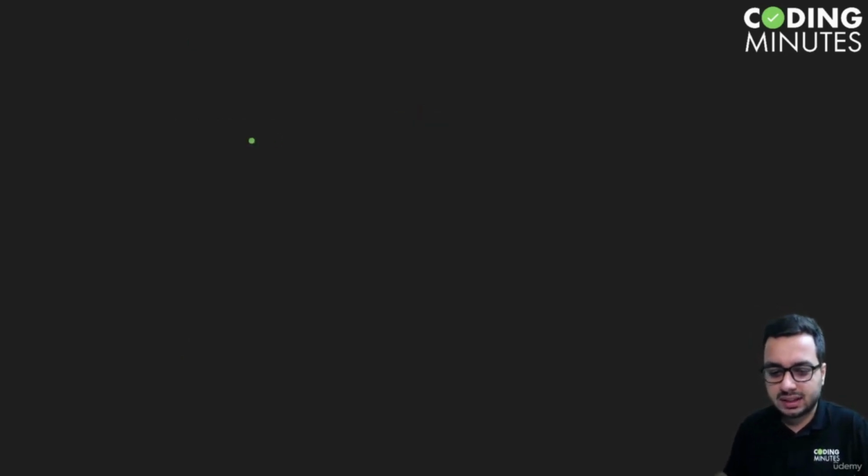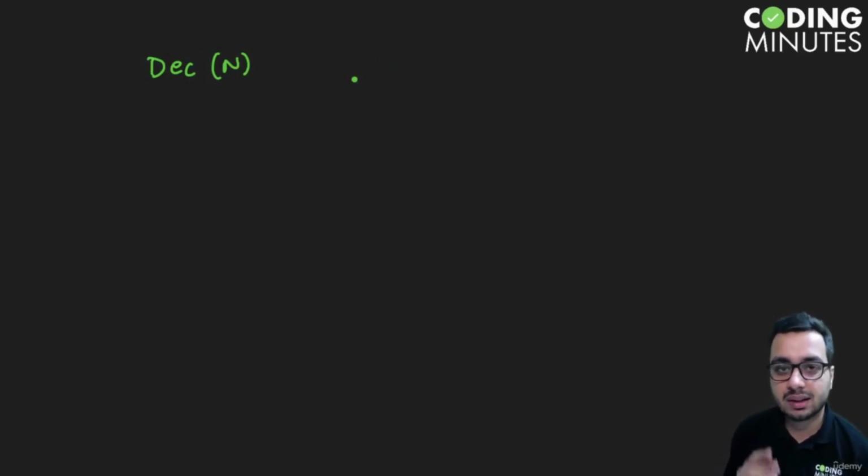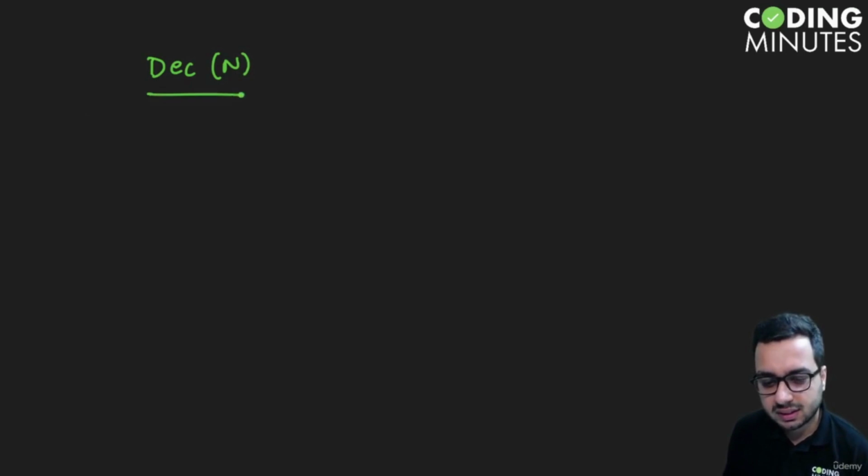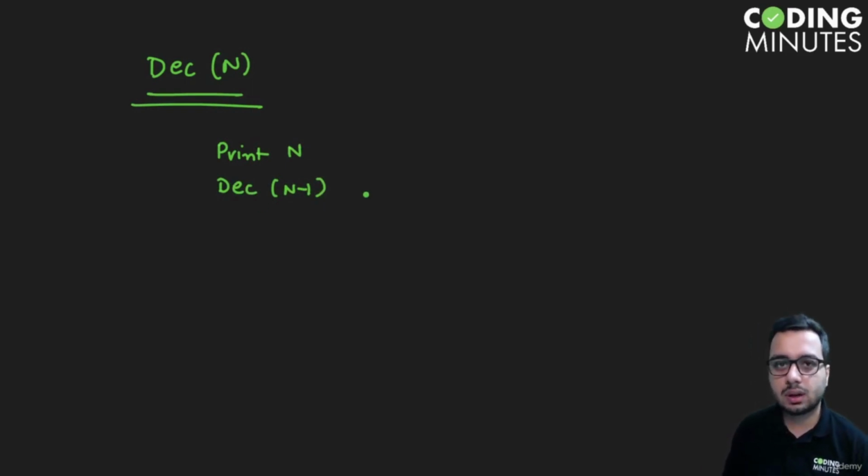So let's say we have a method decreasing which prints the numbers in the decreasing order. Okay, so what we discussed was we will take one step and the rest of the steps will be taken by the recursion. So what I can do in this decreasing method, I can say, okay, I know the value of n, I will first print the value of n. Okay, and then I will call the method decreasing of n minus 1. That will automatically print all the numbers from n minus 1 till 1.